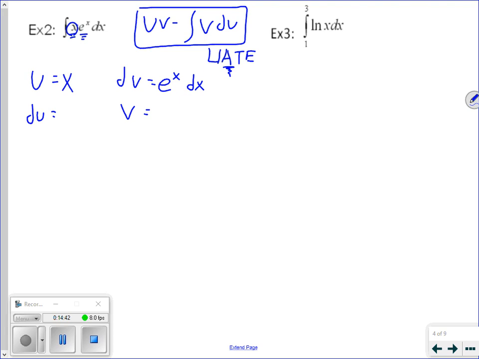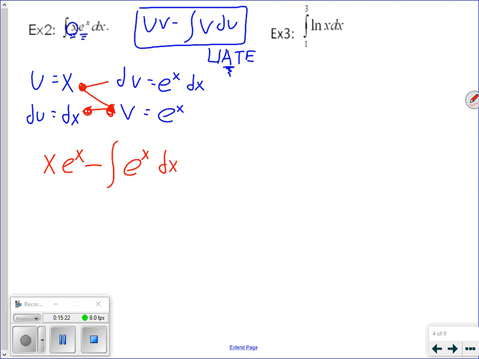Okay. All right, so if u is x, then du is just 1, or 1 dx. And the integration of e to the x dx is just e to the x, without the dx. You integrate, dx goes away. And like I said, I always tell students, draw your little zigzag, and that just helps me remember the order. So I know that it's going to be uv minus the integration of v du. So x e to the x minus the integration of e to the x dx.